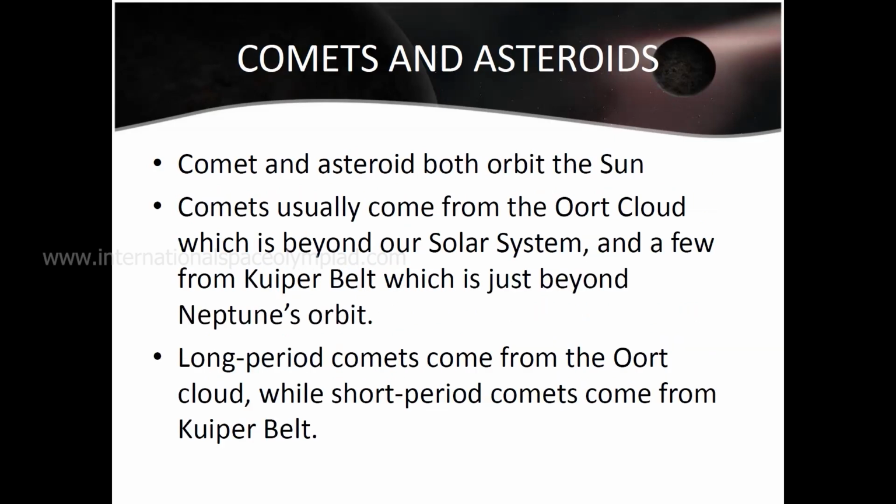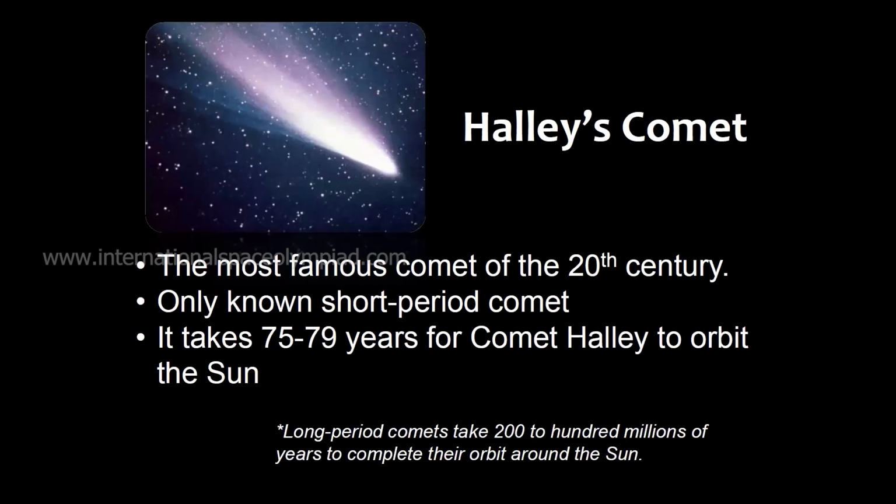The long period comets come from the Oort cloud, while short period comets come from the Kuiper belt. So if there is a question like where the short period comets are coming from, the answer is the Kuiper belt. Everyone has heard about Halley's comet, right? The most famous comet of the 20th century is this particular one, and it's also known as a short period comet. It takes some 75 to 79 years for comet Halley to orbit the sun.